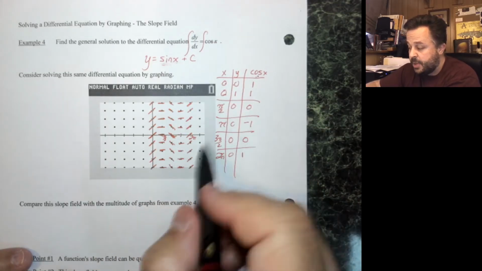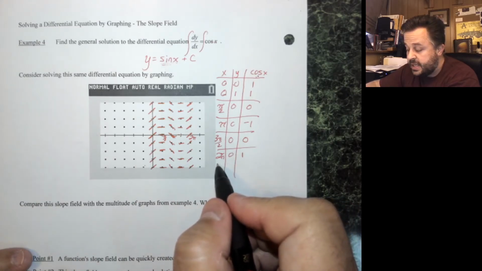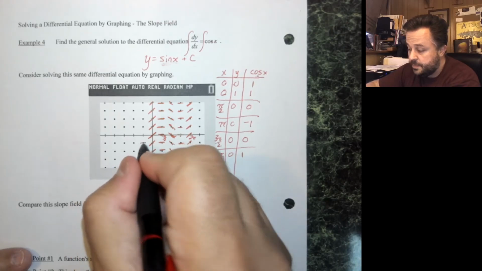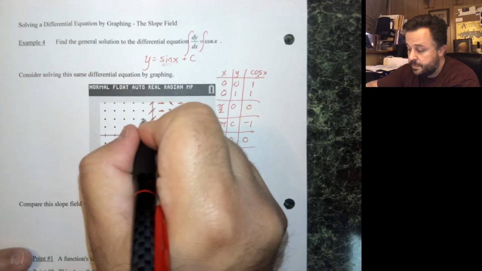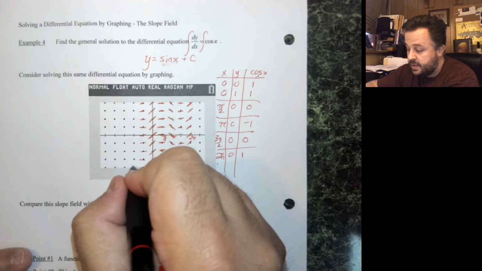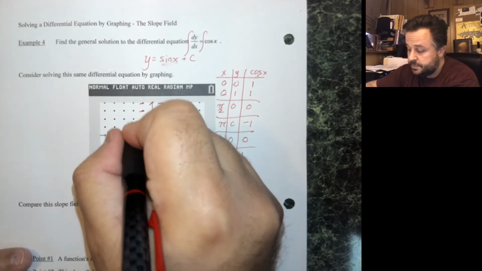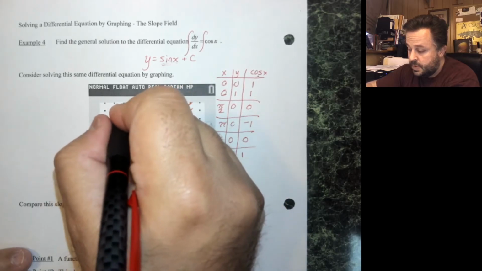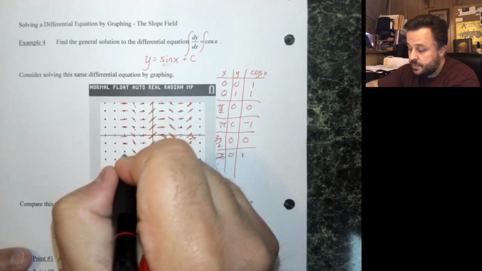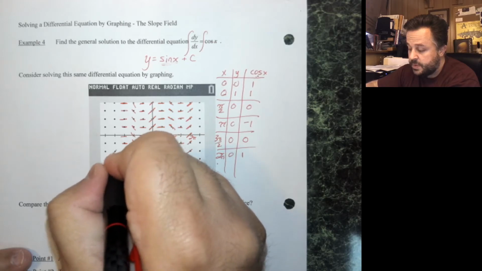Now, I'm not going to take the time to write this. I'll let you verify this on your own. But when x is negative pi over 2, we're going to have a slope of 0. At negative pi, we have a slope of -1. At -3 pi over 2, we're back to 0. And at negative 2 pi, we're back to positive 1.